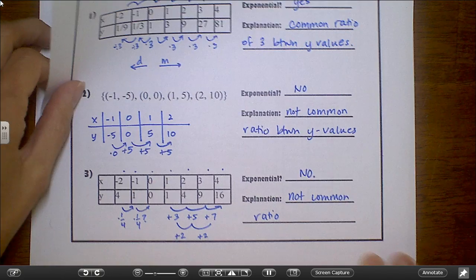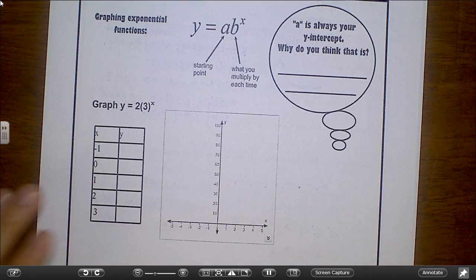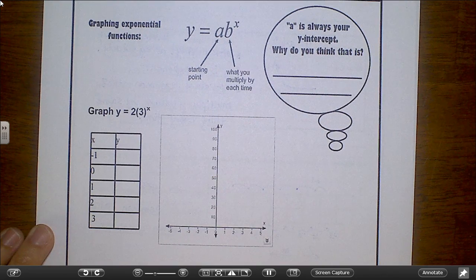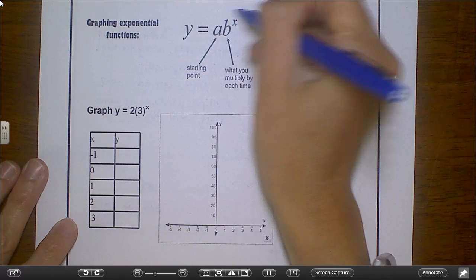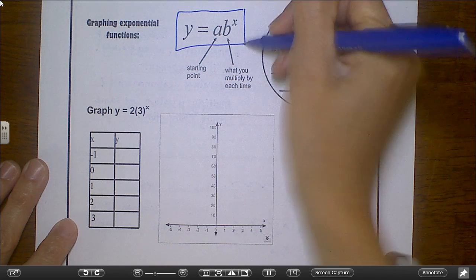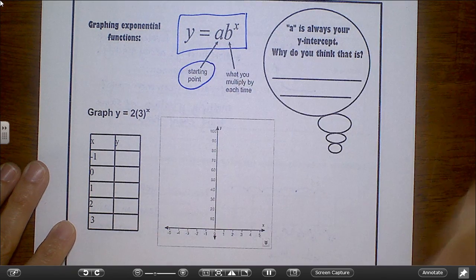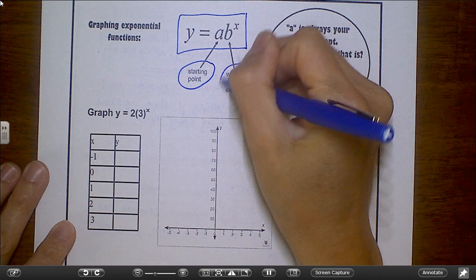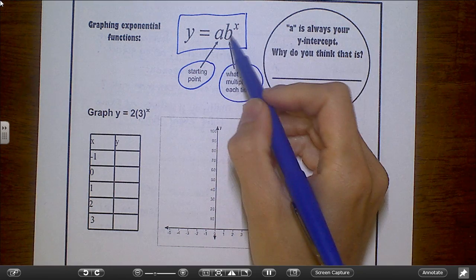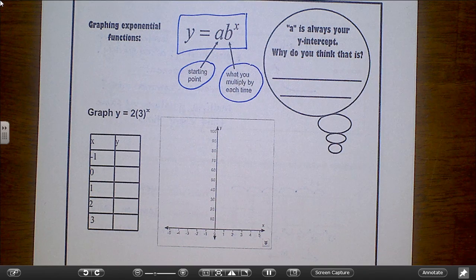Okay. Now on the back of our notes, we are going to graph exponential functions. So like I said, our parent function is y equals a times b to the x. A is our starting point. And b is what you multiply by each time. You cannot multiply a and b together before raising it to the x power.